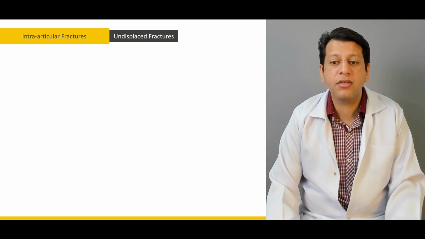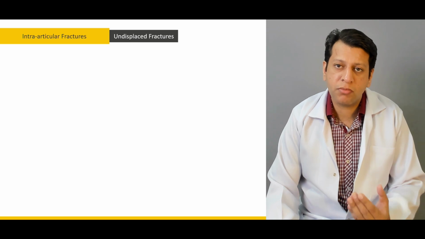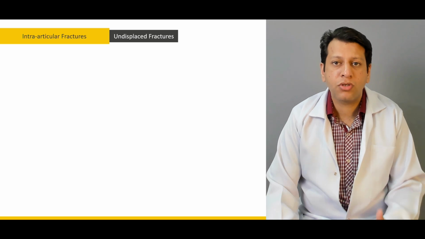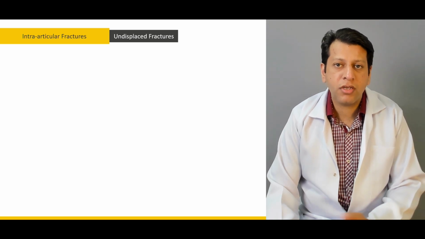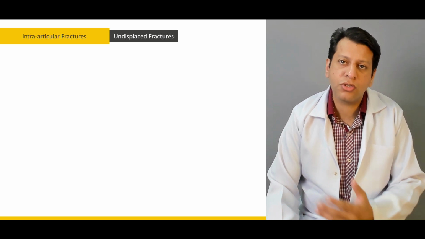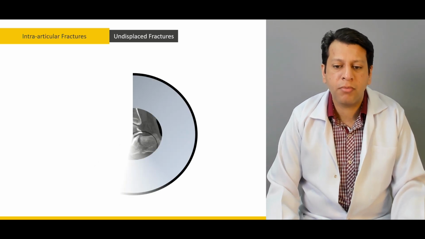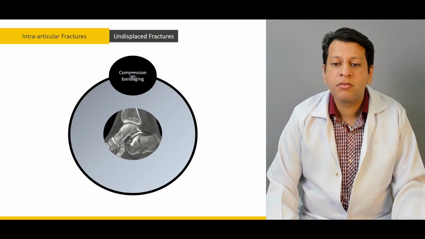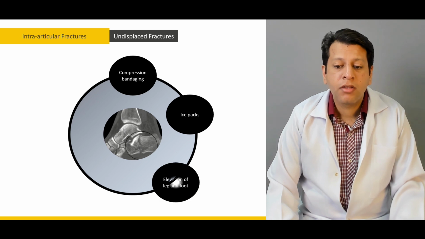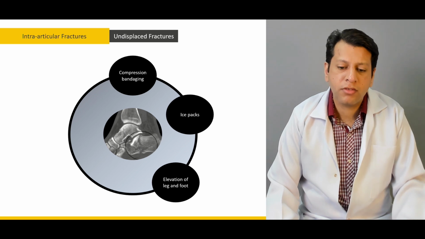If an intra-articular fracture is undisplaced, then you can treat it like an extra-articular fracture, because what's important here is to restore the joint anatomy of the subtalar joint and restore the calcaneal height. If it's undisplaced, even if it's intra-articular, this will produce minimal arthritis, the calcaneal height is good, and the subtalar joint is okay, then you can probably go for conservative management in the form of compression bandaging, ice packs, elevation of the leg and foot, all to reduce pain, swelling and inflammation.